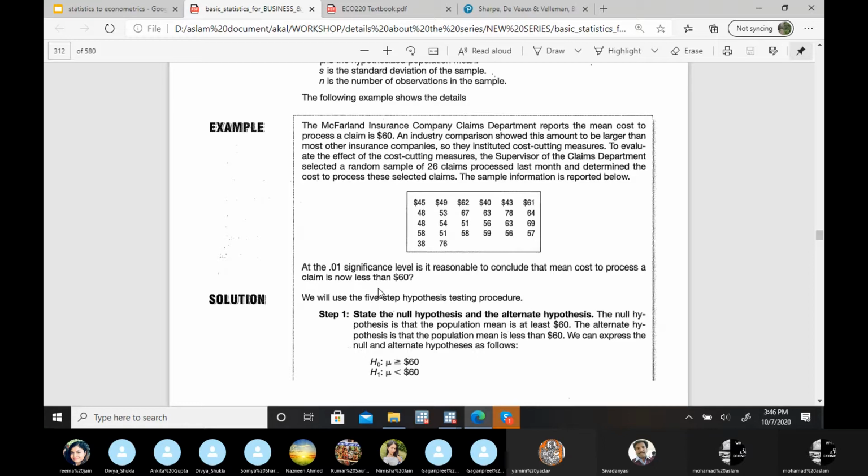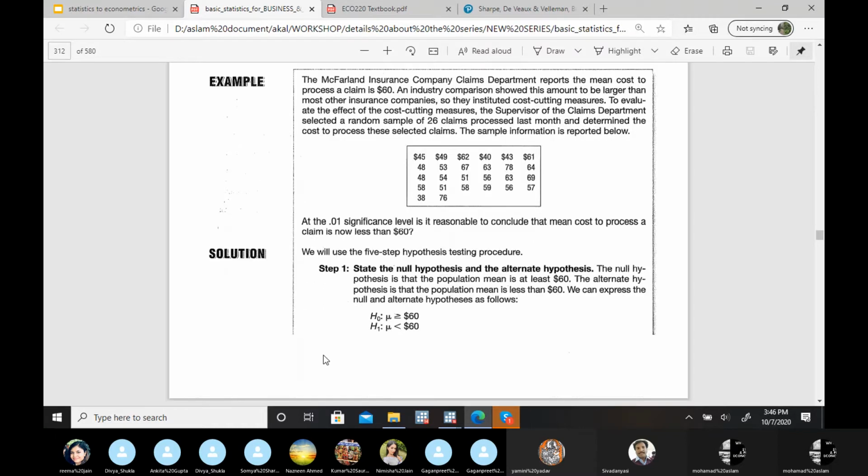At the 0.01 significance level, is it reasonable to conclude that the mean cost to process a claim is now less than 60? So this particular situation is a one tail test. The null hypothesis is that it's greater than or equal to 60. As I explained yesterday, you are not worried about the alternate hypothesis; whatever is left is the alternate. So in this case, less than 60 is your alternate hypothesis. So this is a case of a one tail test.